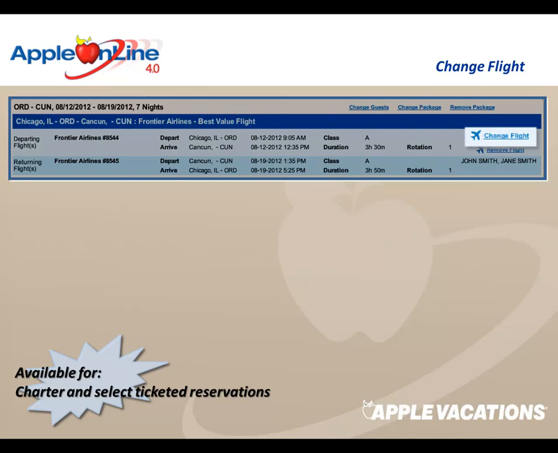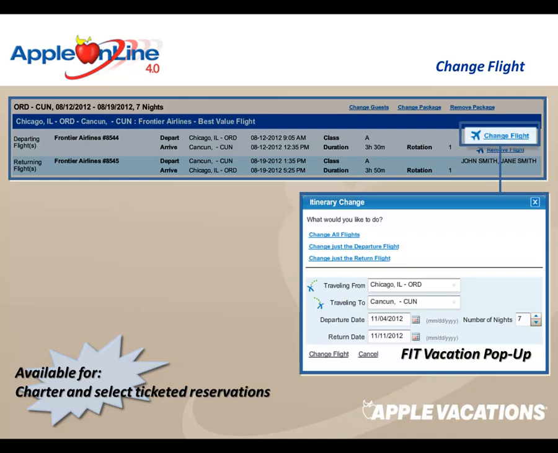Now there are two courses of action that you will see here, and it is all dependent upon what type of package is booked. If you are altering an FIT reservation, you will see a pop-up window display that allows you to pre-alter any vacation details. Enter your dates as needed and select Change Flight to display the flight shopping screen.